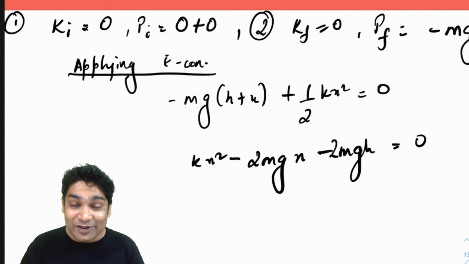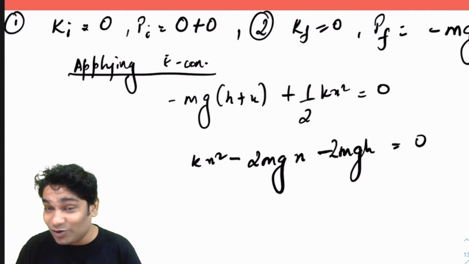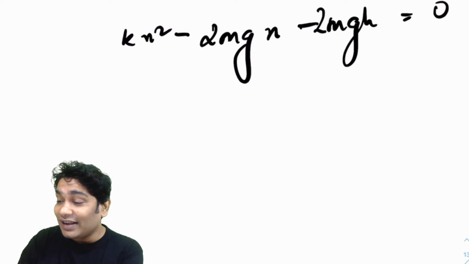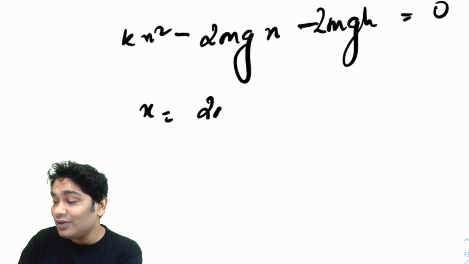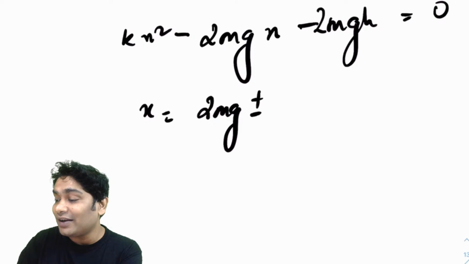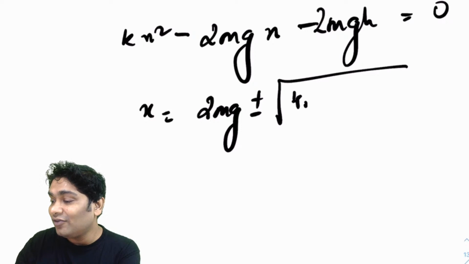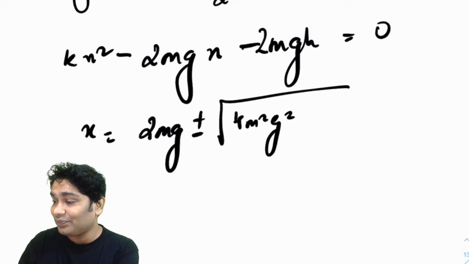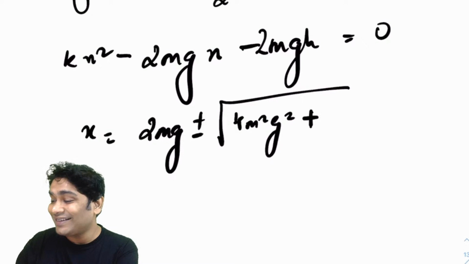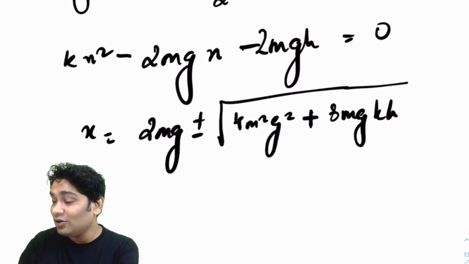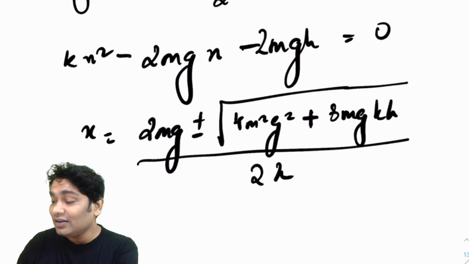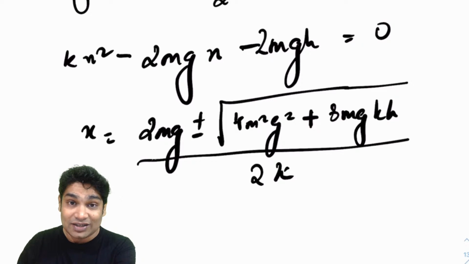So this is my quadratic equation. I need to solve this to get my answer. Let's see what my answer comes to be. I'll get x as 2mg plus minus root of 4m square g square plus 8mg kh, over 2k.